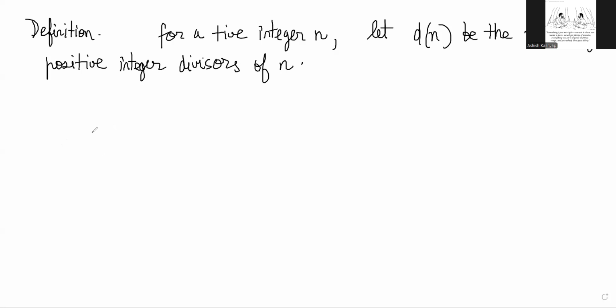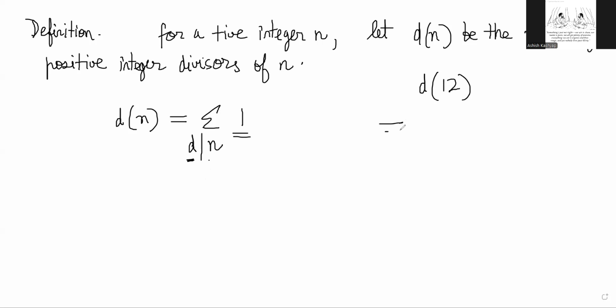So we can write this d of n like this. d of n is equal to the sum over 1 wherever d divides n. What does this symbol mean? You keep adding 1 for all numbers such that d divides n, right? For example, if I have to calculate d of 12, so the sum over d dividing 12, you keep adding 1. So what happens?